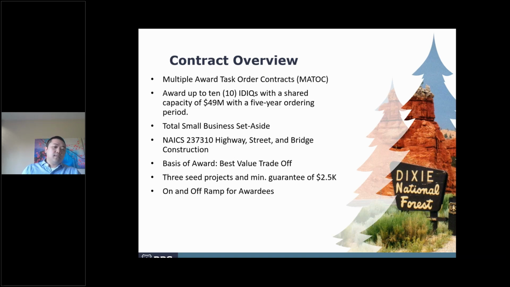And on the other side of the coin is to on ramp contractors. If a few contractors leave, then we would need more to come in to make that MATOC pool competitive. So there's an on-ramping process where we would post a solicitation on sam.gov, and then evaluate just like we evaluated now, and then introduce a second set of contractors, and they'll be able to compete just as everybody else in the pool. So it's a really cool feature, the on and off ramping of contractors and awardees.